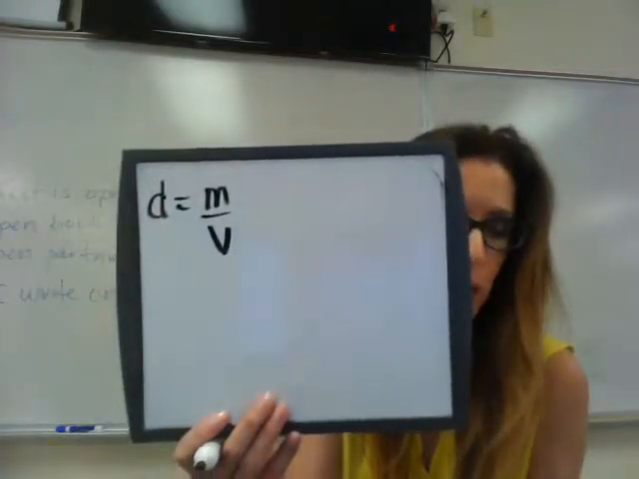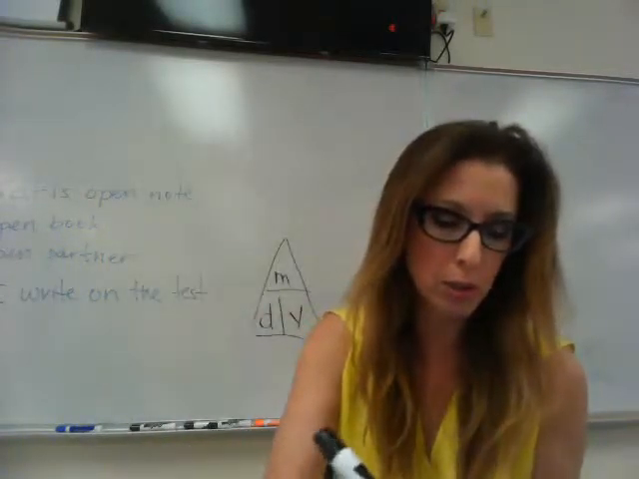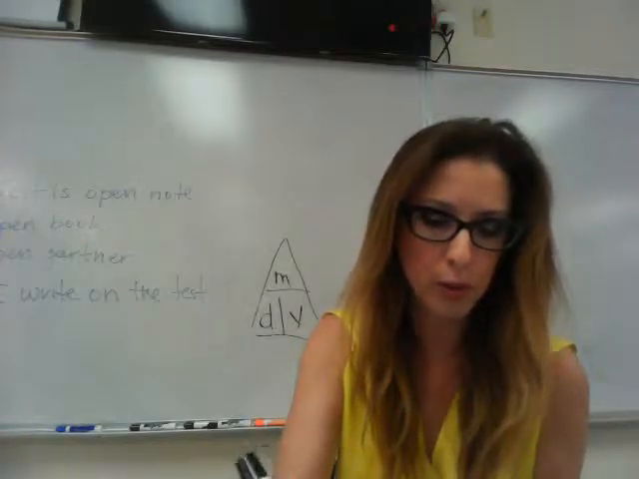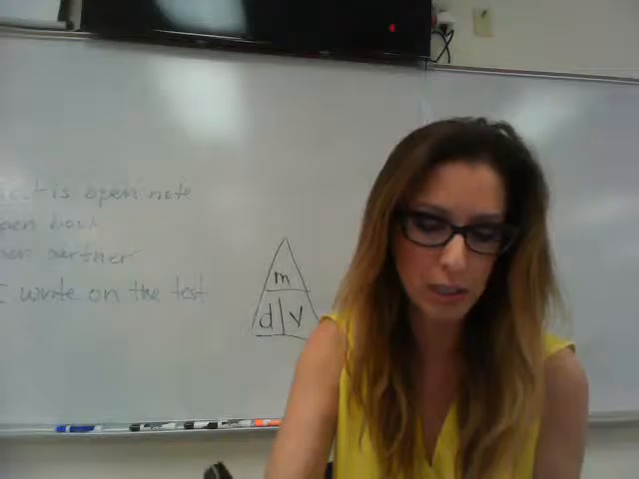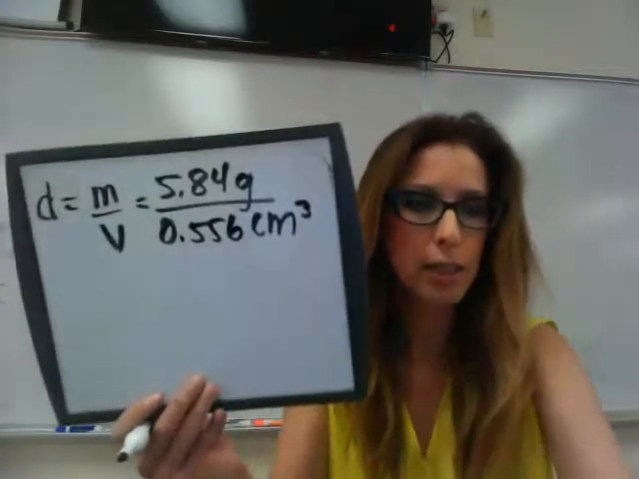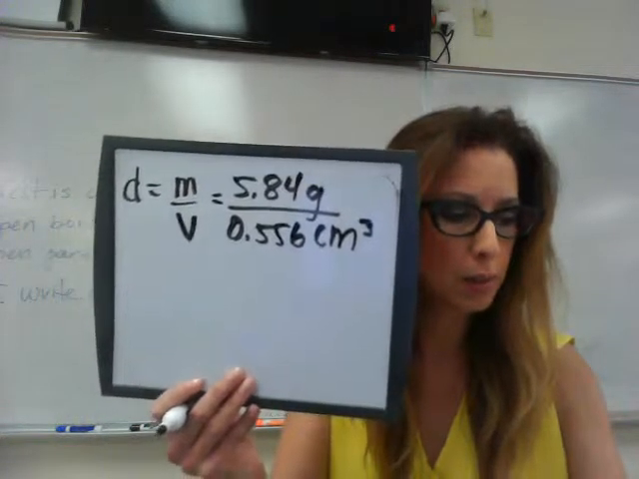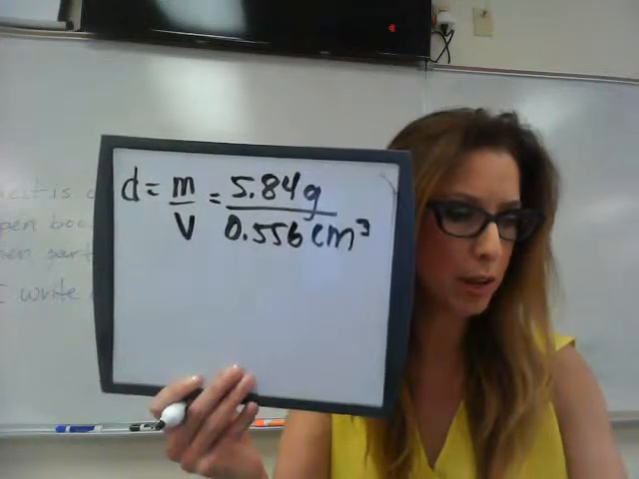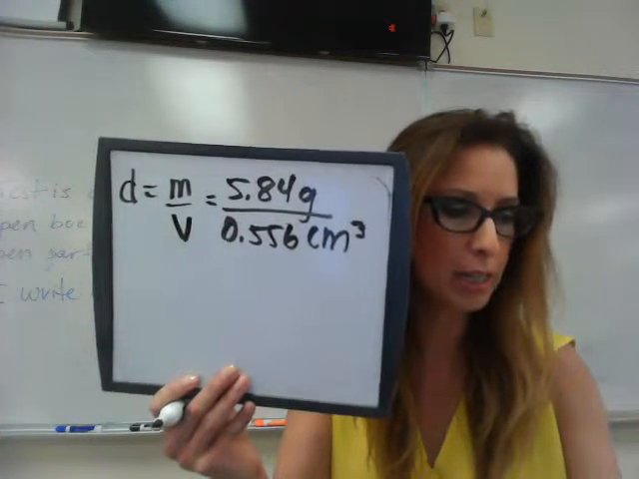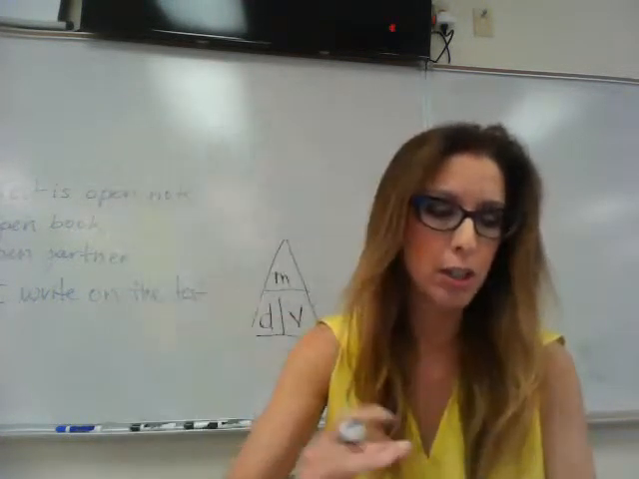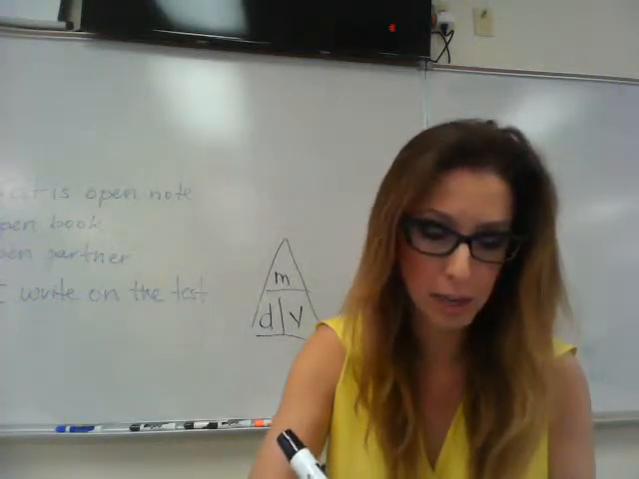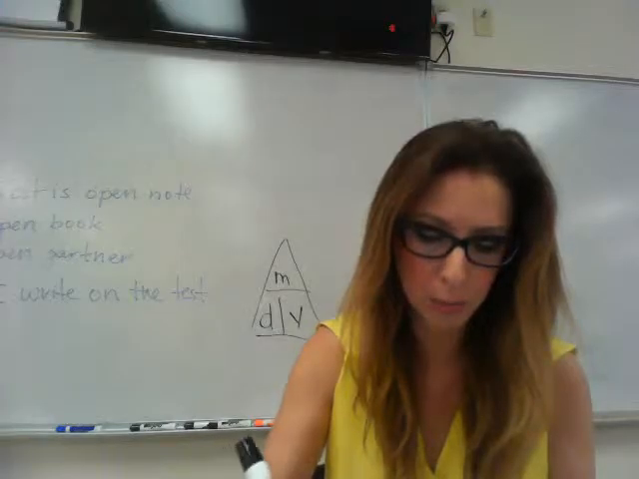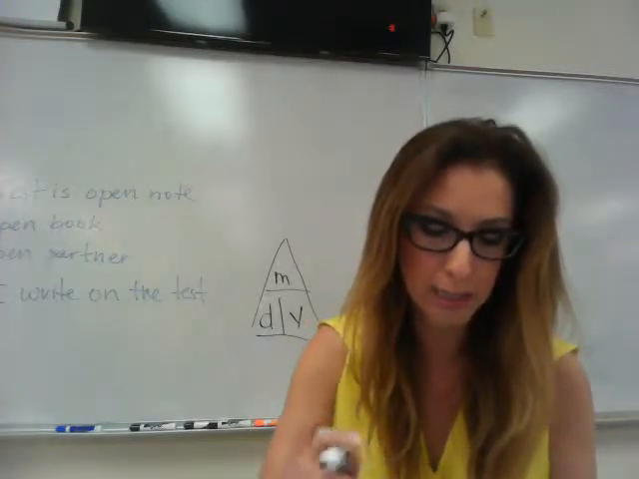So that's why we can use this equation. We're going to substitute 5.84 grams into the equation and divide it by 0.556 centimeters cubed, like this. So we got 5.84 divided by 0.556. You want 3 sig figs in your answer. This is going to end up being 10.5 grams per centimeter cubed for the density.